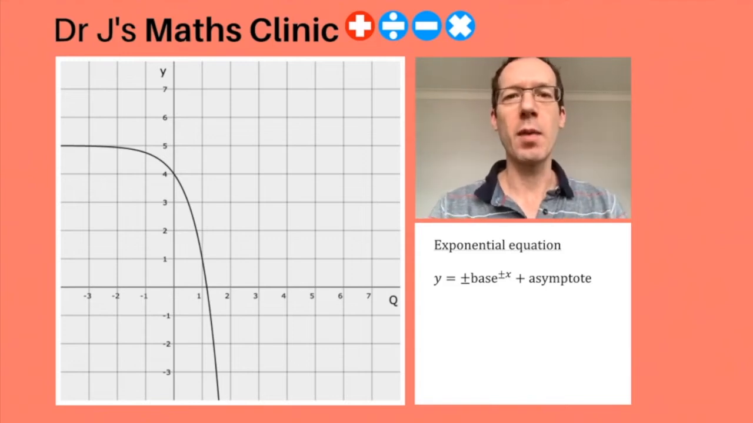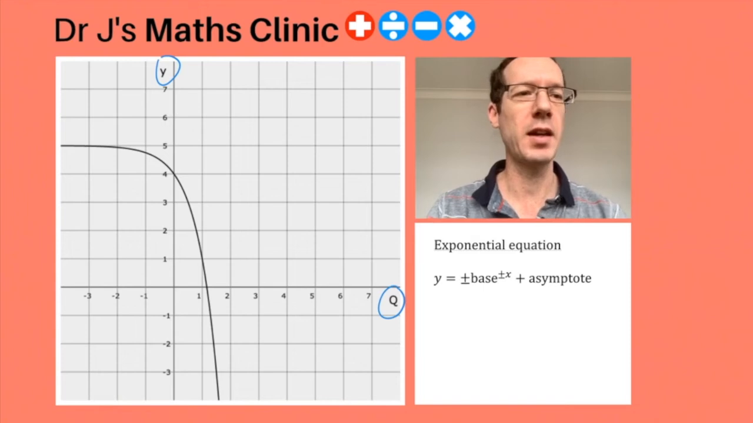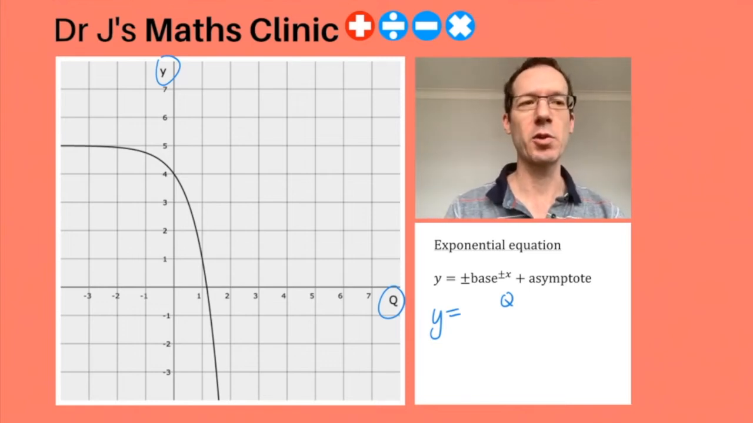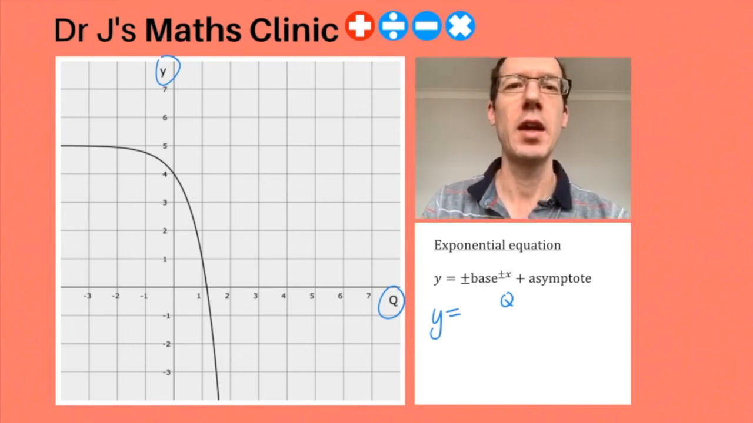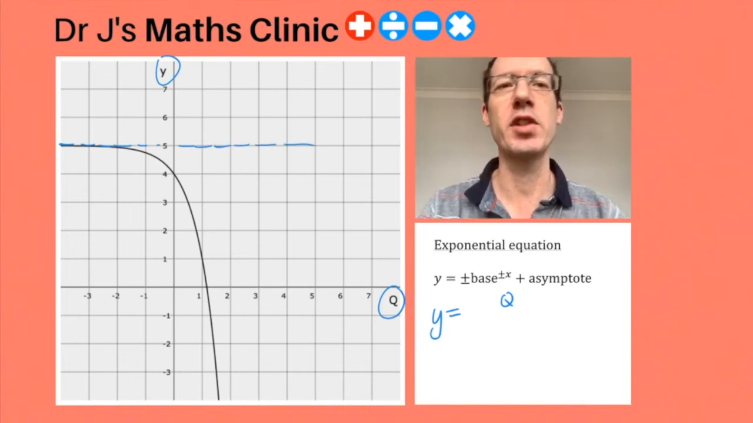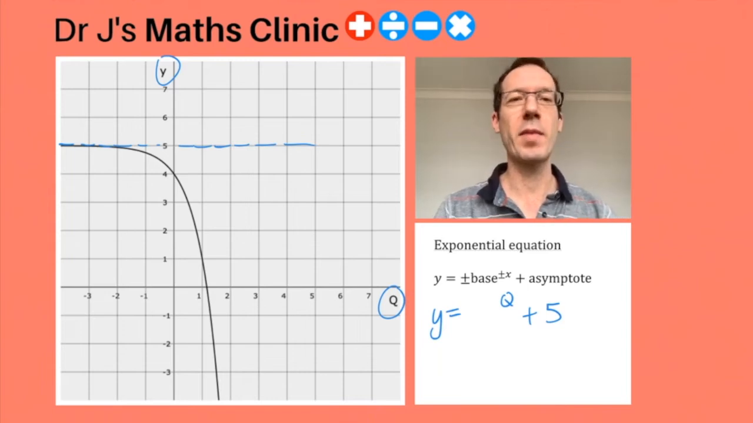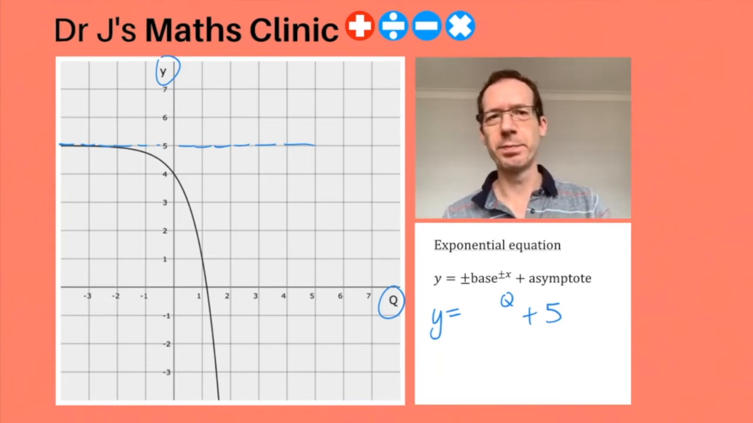Right, so first step, what are our letters? Let's work them out. We've got a y up here, we've got a q down here, so we're going to go y equals the base to the power of q, and then plus some asymptote. Okay, what is my asymptote? Remember, it's that horizontal line that it gets closer and closer and closer to. It gets closer and closer to this line here, which is the 5. So it's a positive 5 on my asymptote. That's that line.